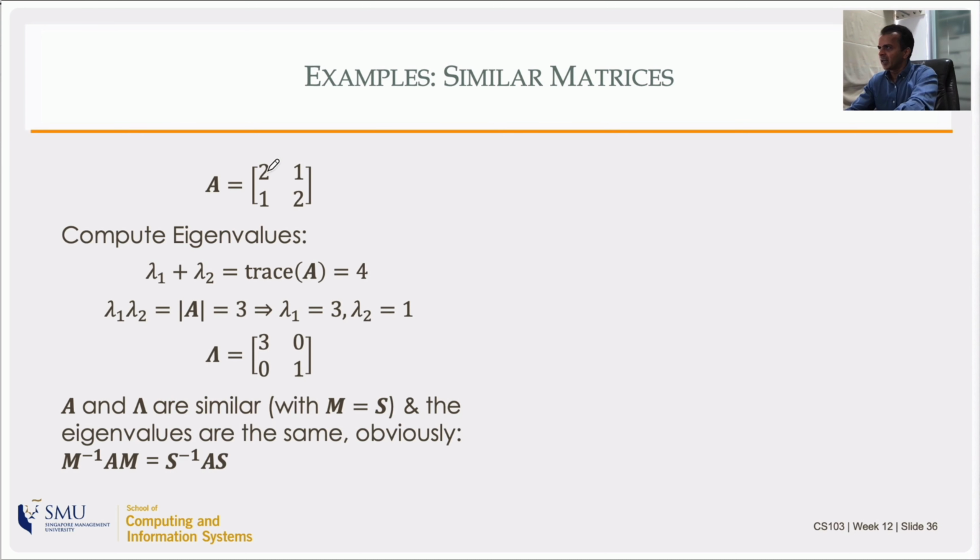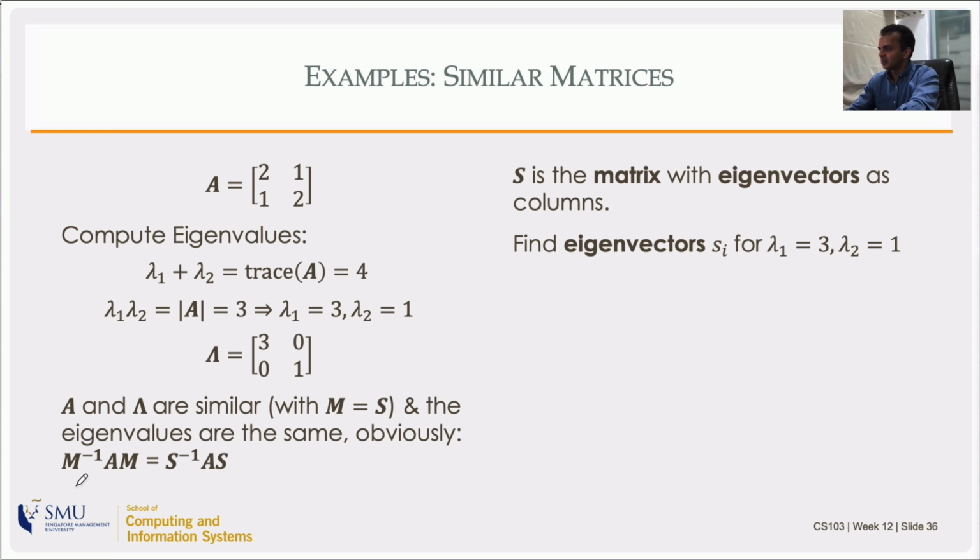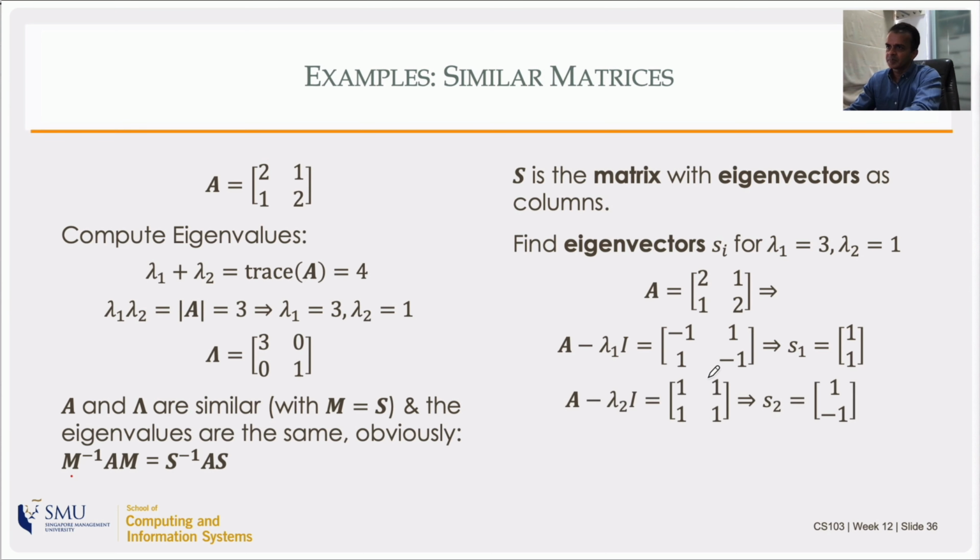So you can see it here. If I take 1 and 1, I add this guy with this, I get 3 and 3. So that is 3 times 1 and 1. So with eigenvalue 3, I have the eigenvector 1 and 1. If I take 1 and minus 1, that is 2 minus 1, 1 minus 2, that gives me 1 and minus 1. So that is an eigenvector with eigenvalue equal to 1. So if I take the matrix I'm using for similarity as the eigenvector matrix, 1, 1 and 1, minus 1, I get similarity right there.